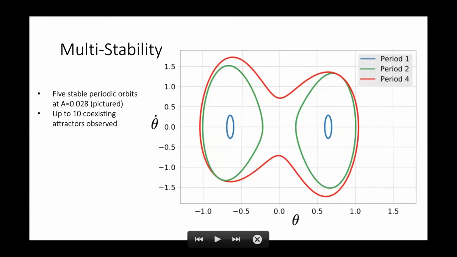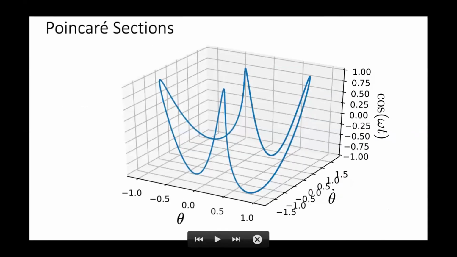And so another way to view the dynamics of a system is with a Poincaré section, and we make a Poincaré section by starting with a trajectory in the full 3-dimensional phase space. So our third axis here is the cosine of the phase of the forcing.